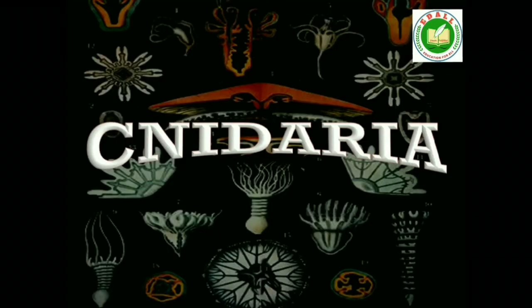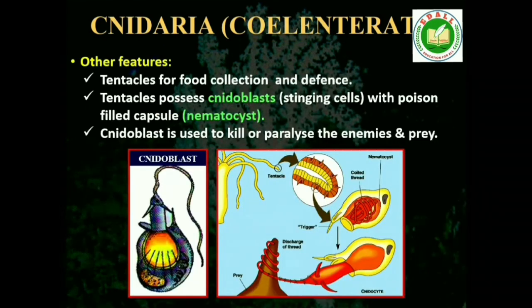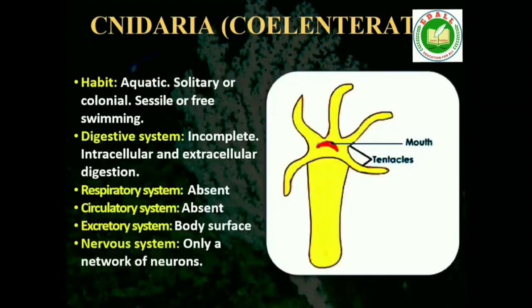Second is phylum Coelenterata, also called Cnidaria. They are aquatic, mostly marine, sessile or free-swimming, radially symmetrical animals. The name Cnidaria is derived from the cnidoblasts or cnidocytes, which contain the stinging capsules or nematocysts, present on the tentacles and the body. Cnidoblasts are used for anchorage, defense and for the capture of prey.